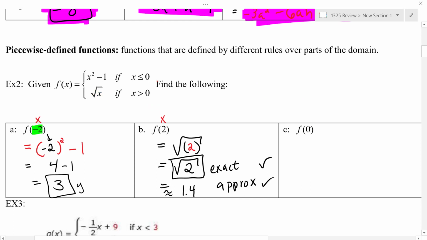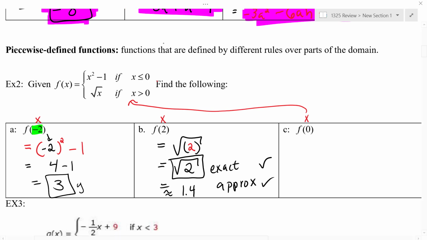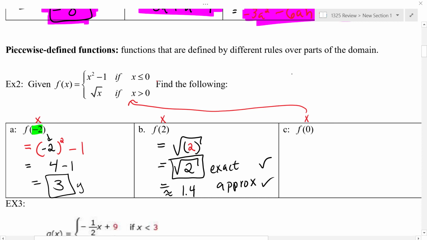Alright, part C is asking us to find f of 0. So we want to evaluate this function at 0. That's our x value. So I'm going to take that x value and put that in place of x in the restrictions that I have at the end of that piecewise function. Everywhere I see an x, I'm going to put a 0. So do we have 0 is less than or equal to 0, or 0 is greater than 0? So which one of those inequalities comes back true?